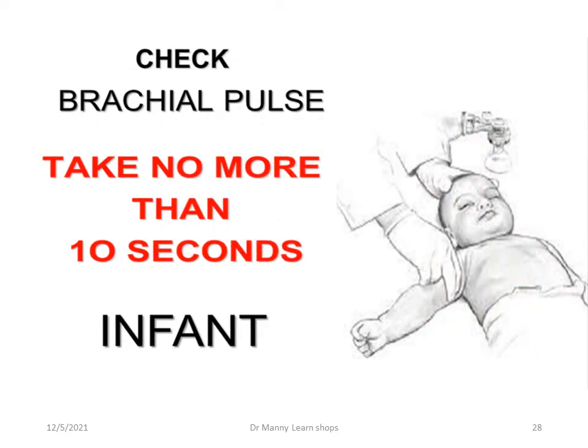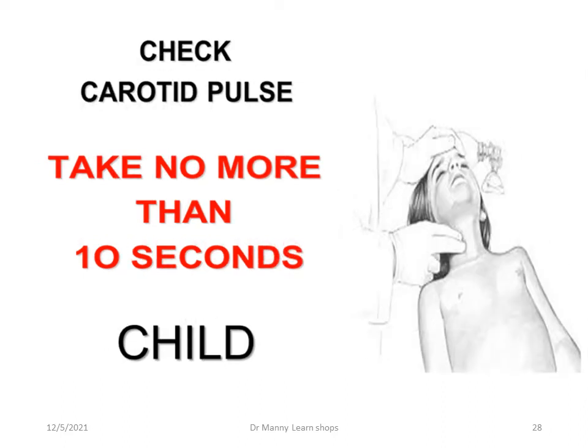Check the brachial pulse. Take no more than 10 seconds, and this is done for an infant between the shoulder and the elbow. Check the carotid pulse. This is done for a child. Take no more than 10 seconds, and this is checked in the neck, in the groove between the sternocleidomastoid muscle, the neck muscle, and the trachea.